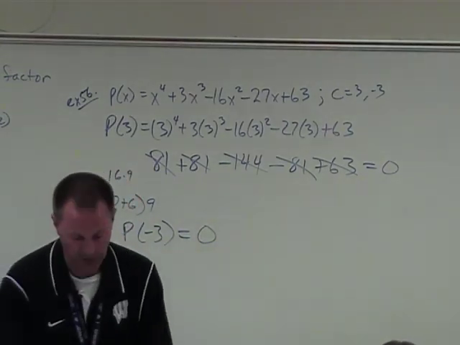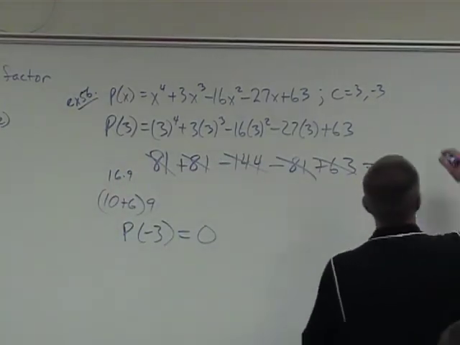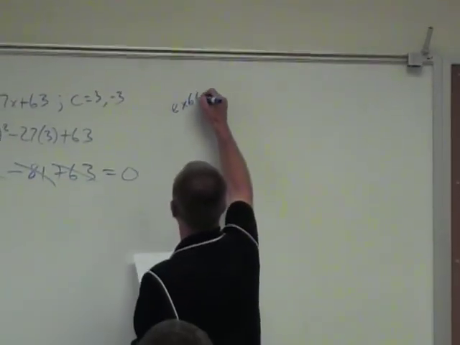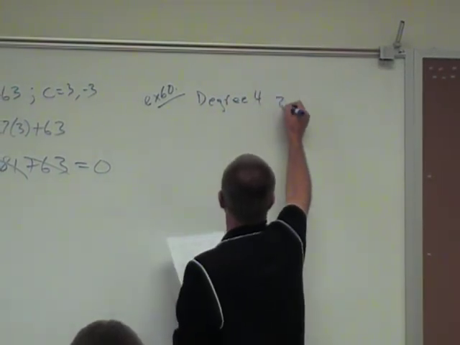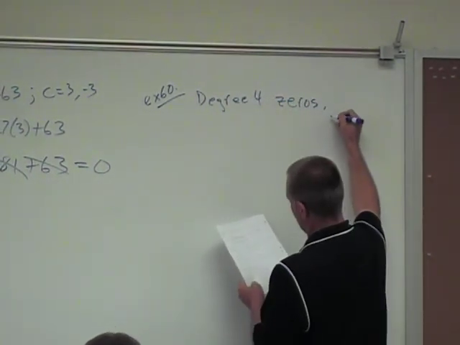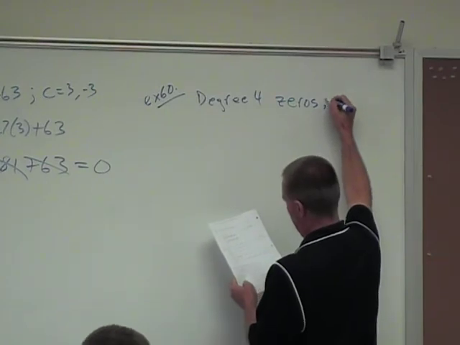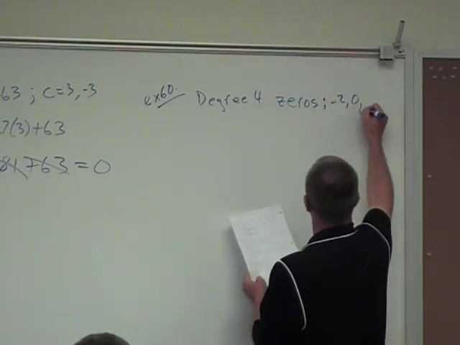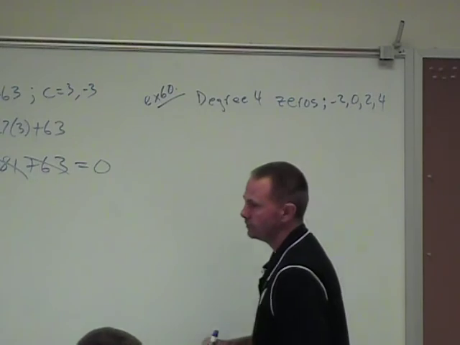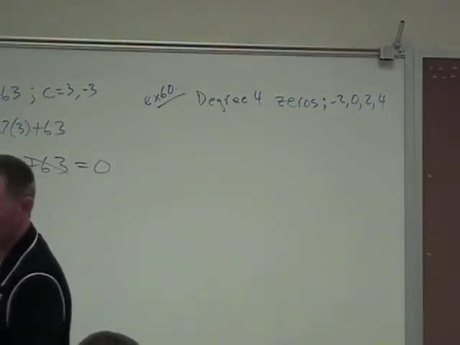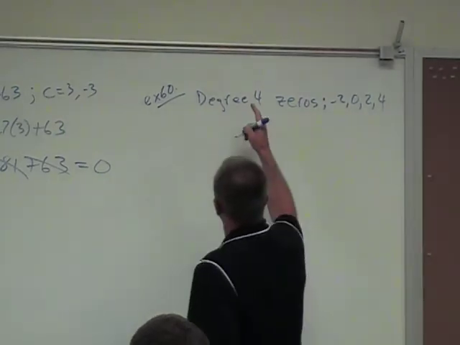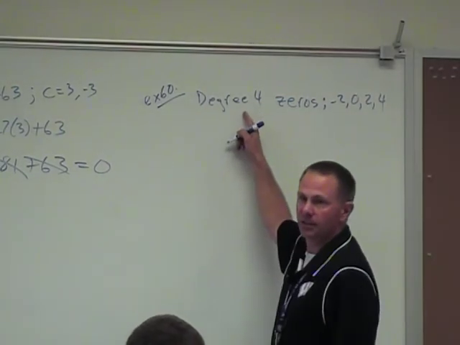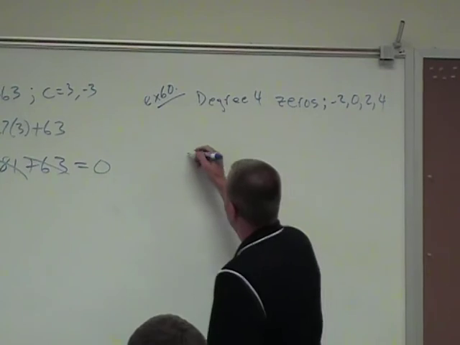Last thing, real quickly. I want you to write the equation, given some information. The degree is 4. The zeros are -2, 0, 2, and 4. So I've already told you what the factors are. You just got to figure out how to get to x to the 4th.